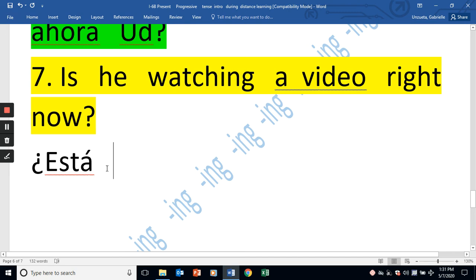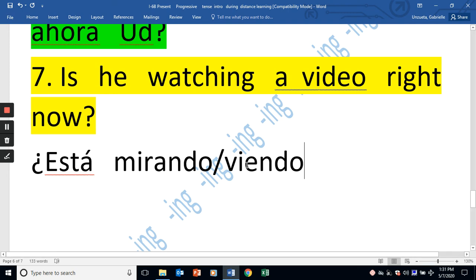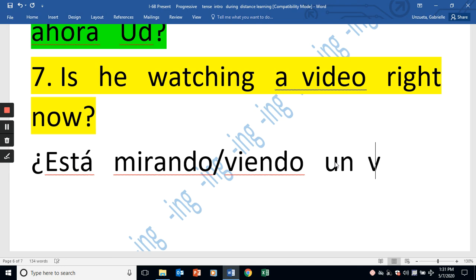Is he watching? What's my verb to watch or to look at? We can either use the verb mirar or we can use ver. I like mirar because to me it reminds me of a mirror. We look or watch our reflection in a mirror, but it doesn't matter. Mirando would be the mirar's ando version. And then ver would be viendo. We would chop off the ER and we'd get V-I-E-N-D-O, viendo. So it would either be está mirando or está viendo, right? A video would be un video.